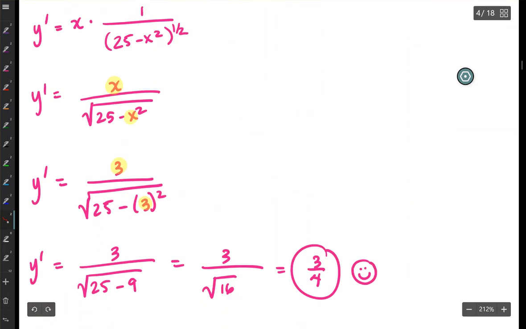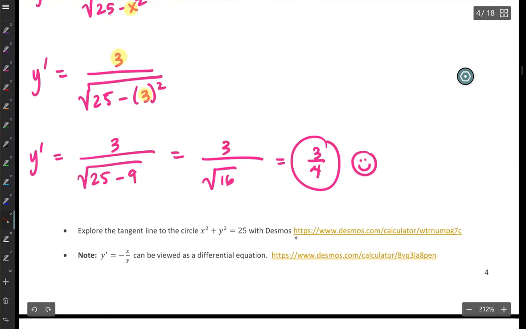I encourage you to click these Desmos links to look at all the slopes of those tangent lines here. And also, for future classes in differential equations, we actually look at slope fields. This might be kind of fun to look at. It is optional. Thank you.